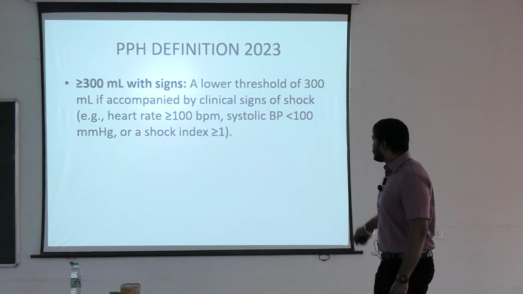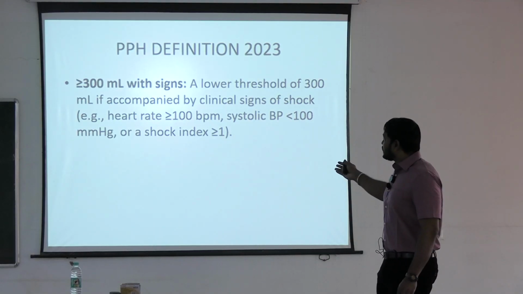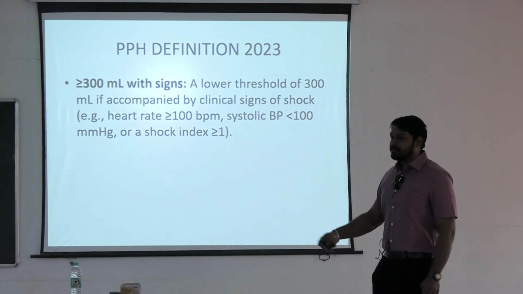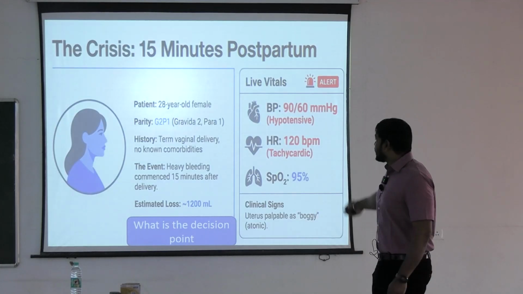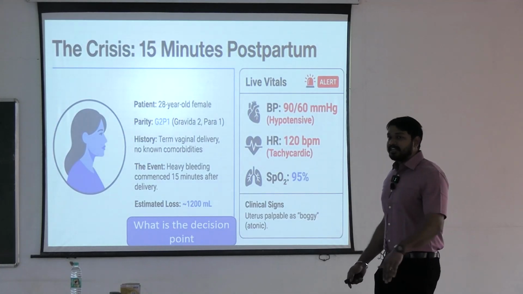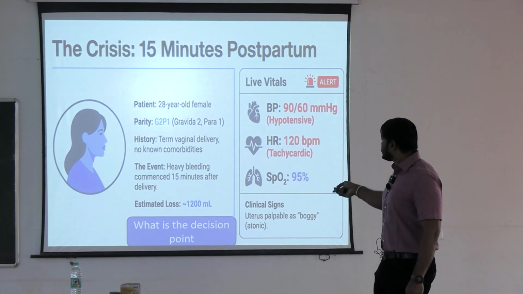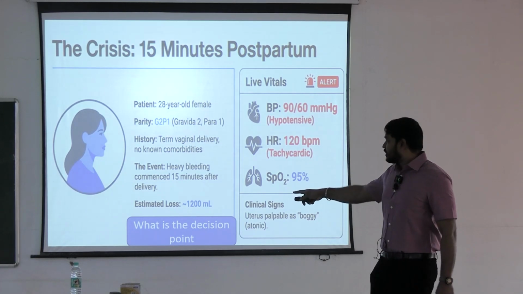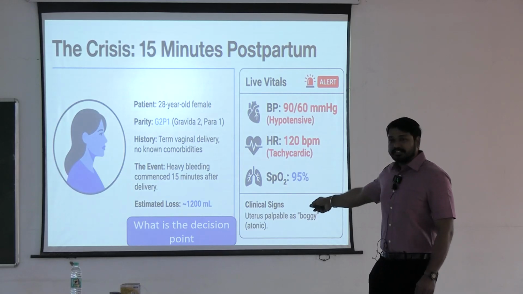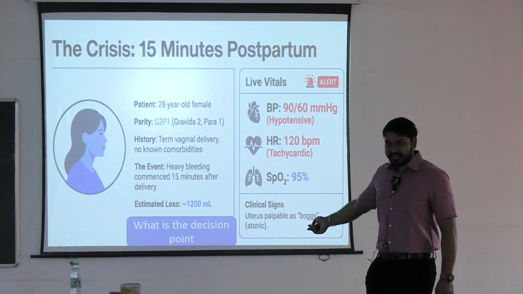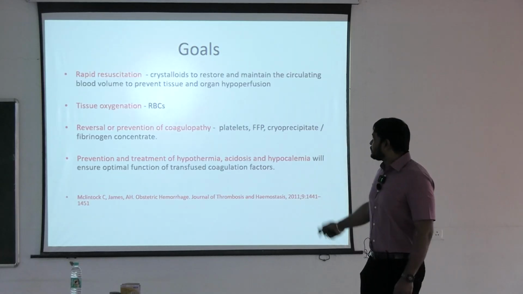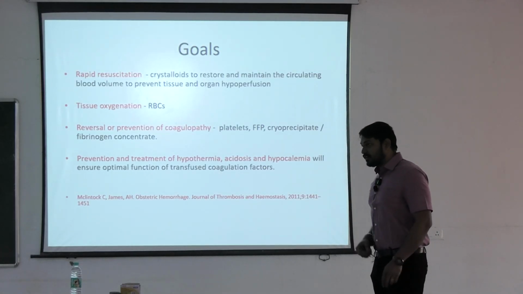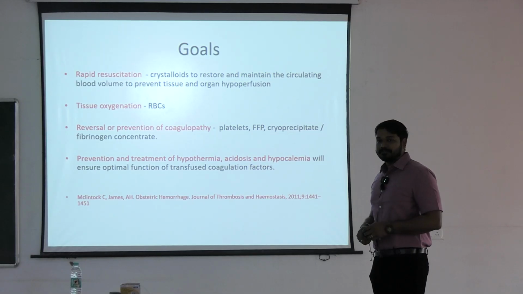loss of more than or equal to 300 ml with clinical signs of shock. Clinical signs of shock means, if the heart rate is more than 100 or the BP is reduced, BP less than 100, or shock index more than or equal to 1. If you see the last patient, the BP is obviously low, diastole is less than 90, heart rate is more than 120, so there are signs of shock. And estimated blood loss is 1200 ml, it is more than 300 ml. So, it correlates with the diagnosis. This is a PPH.